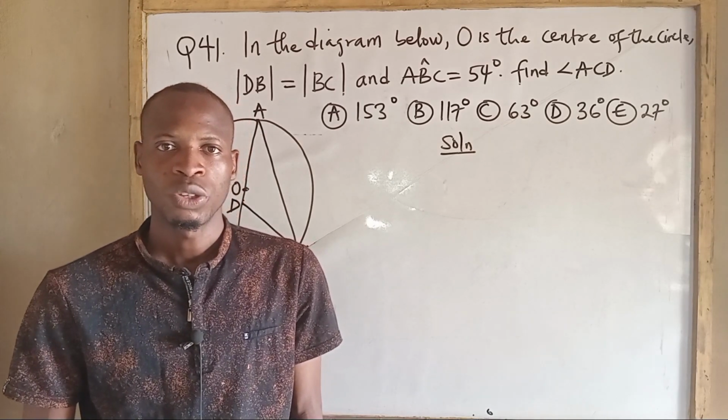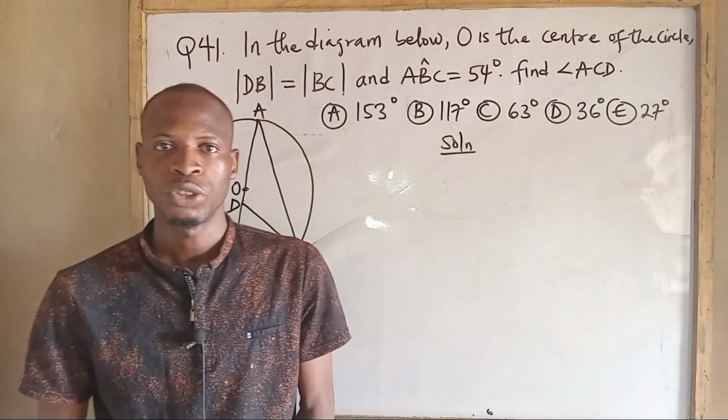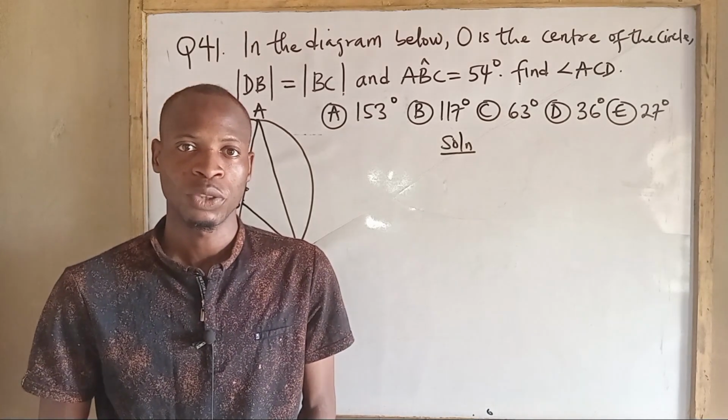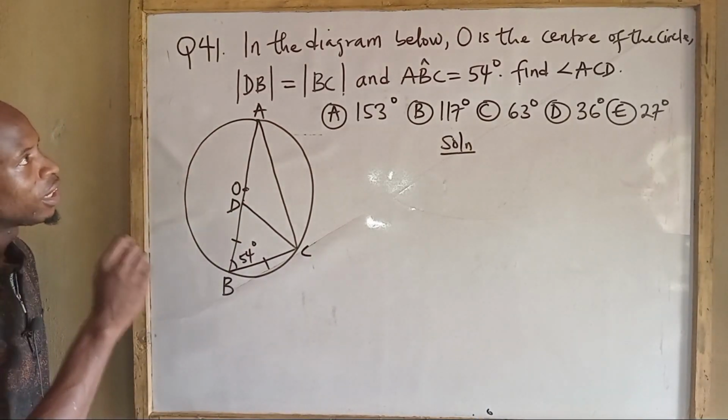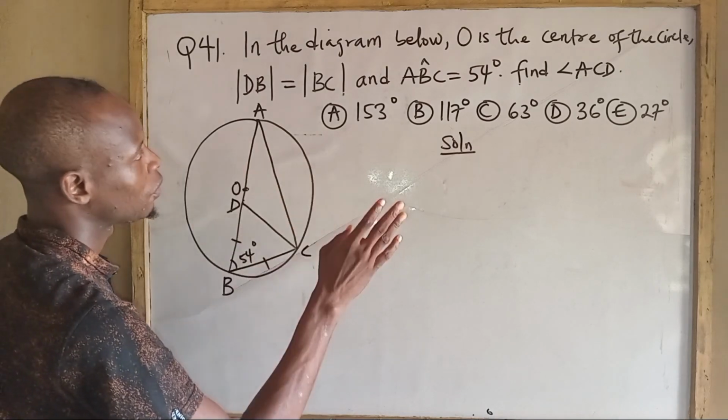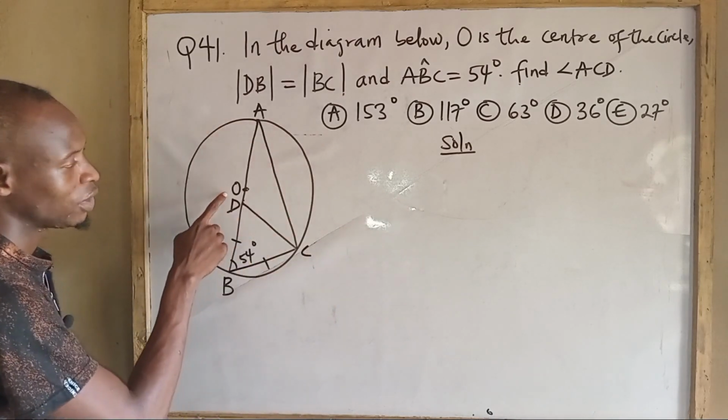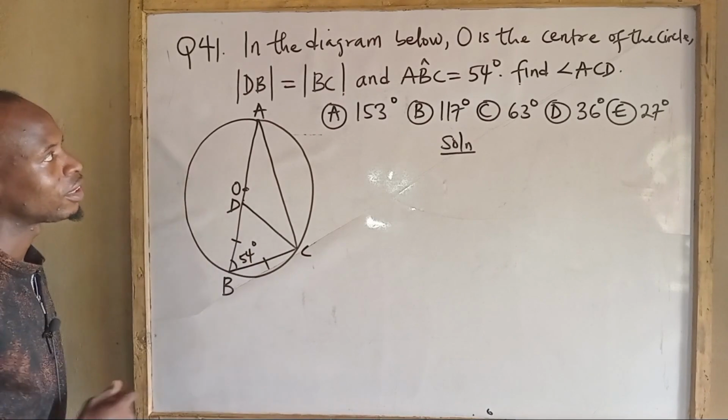So today we are going to be solving another series of questions from the Neco 2023 mathematics past question. So we have question 41 on the board. It says, in the diagram below, O is the center of the circle. This is the diagram below, and O is the center of the circle.